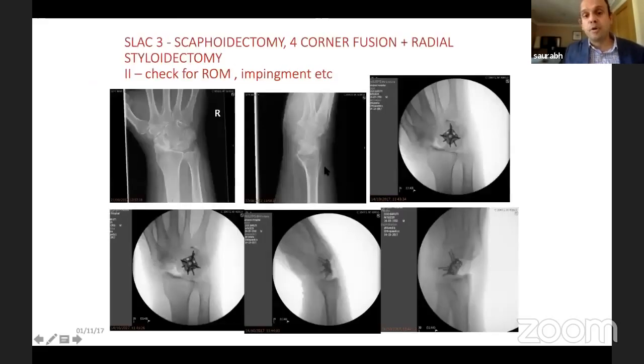So a few tips with four corner fusion. Those of you who want to become hand surgeons, check all the movements. Make sure your screws are in lunate and capitate. Make sure they get more extension than flexion. Make sure this is not impinging on the dorsal rim.